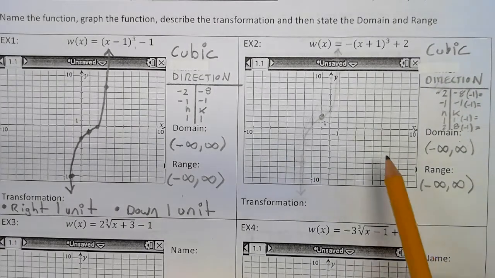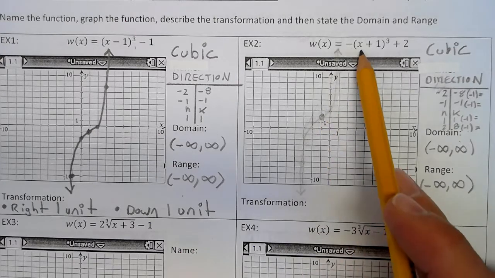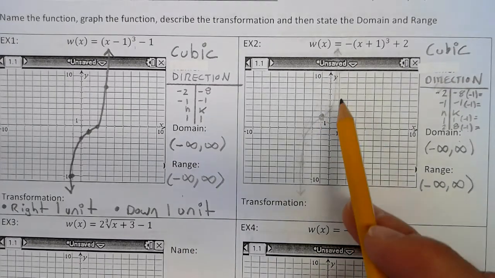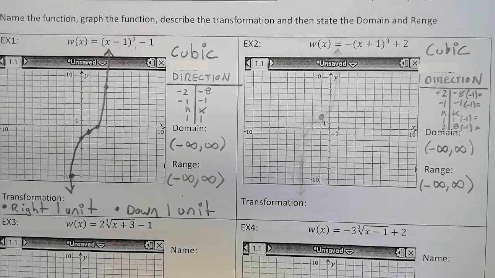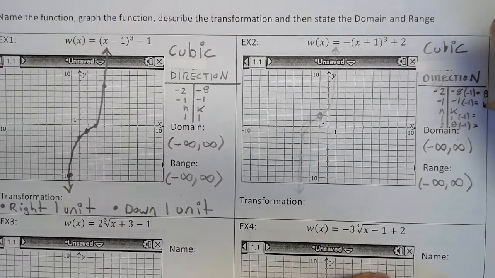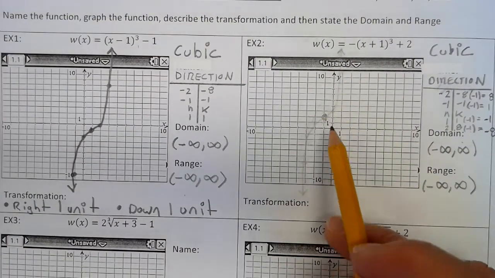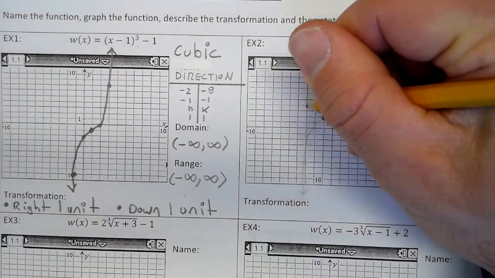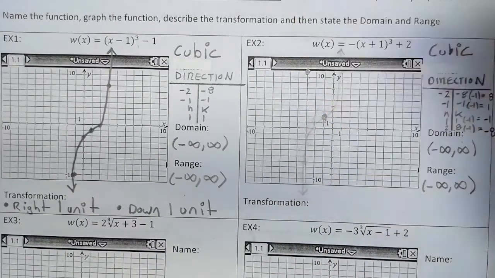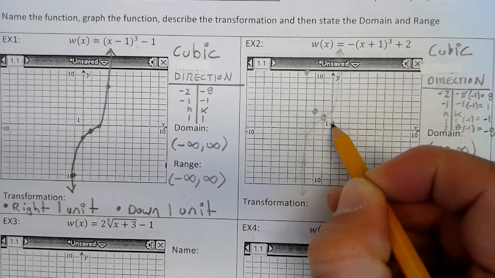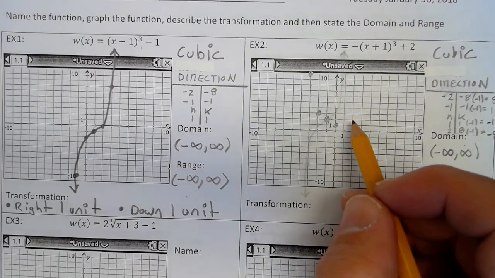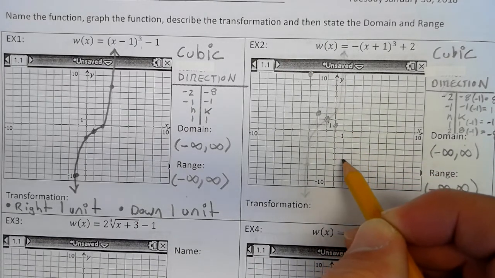And a simple graph would check and verify that that was a mistake. Okay, so the vertex is still left 1 up 2, but now the direction reflects over the x-axis. So this would be a positive 8, positive 1, negative 1, negative 8. So we go left 2, up 8, 1, 2, 3, 4, 5, 6, 7, 8. Left 1, up 1, right 1, down 1, right 2, down 8. 1, 2, 3, 4, 5, 6, 7, 8.